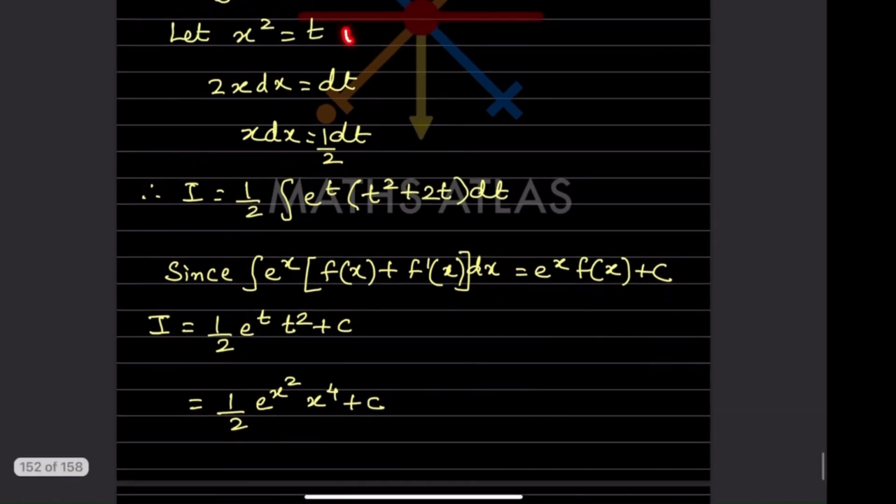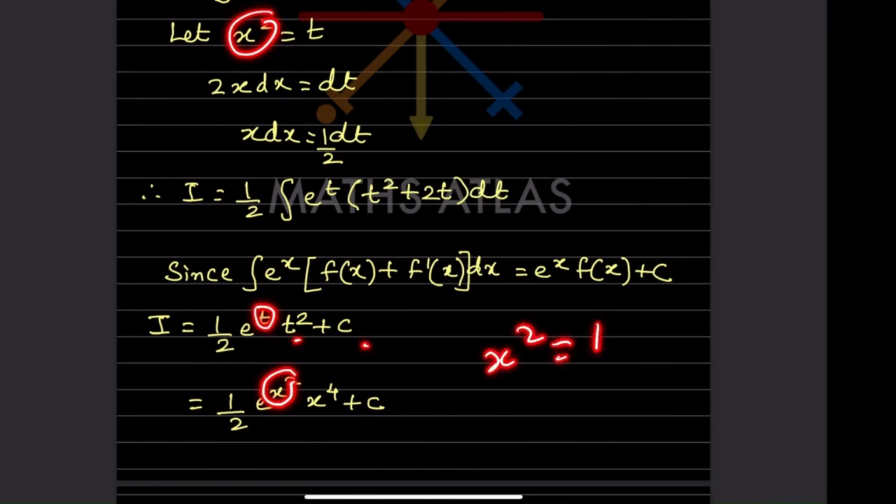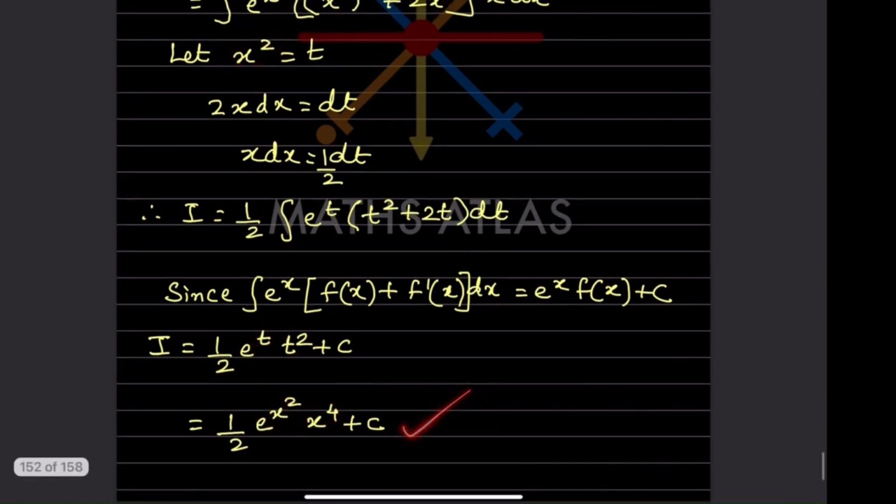Now we will put whatever we have arranged here. We will say here x, this t, what is here, t is x square. So we will put here x square, and then t square. So t square is going to be what? X raised to 4, and this will be c.